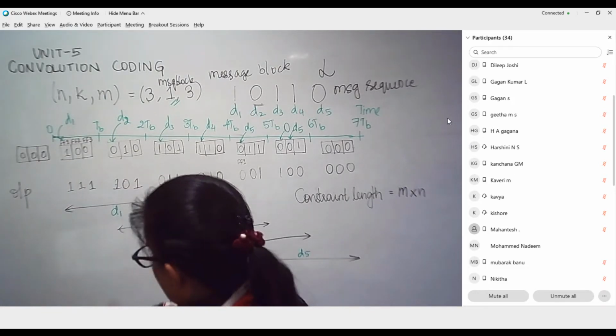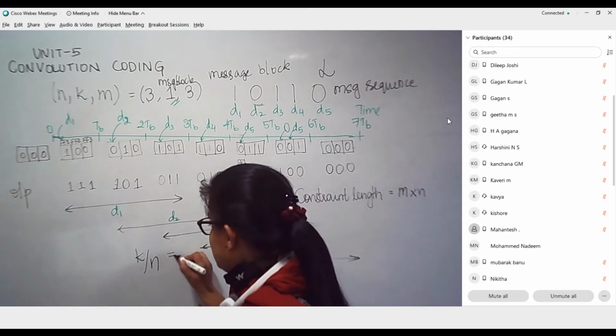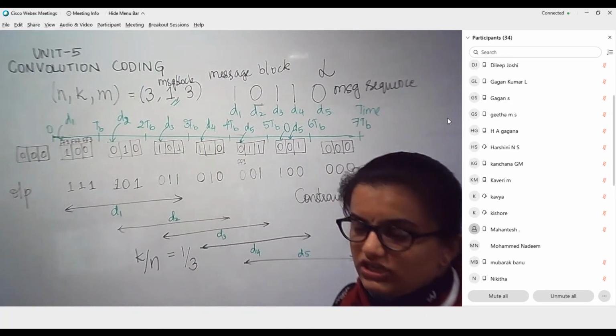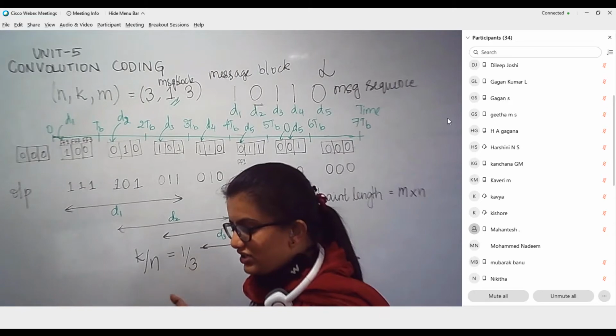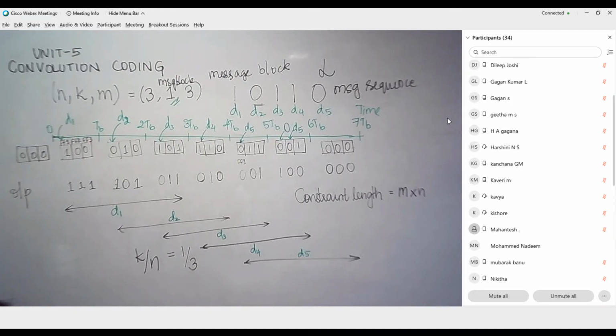This type of convolution encoder, where we have the code efficiency as k by n, in this case we call it 1 by 3. So we call this a 1 by 3 convolution encoder in general terms. Shall we do one more example similar to this? Yes, ma'am. Okay.